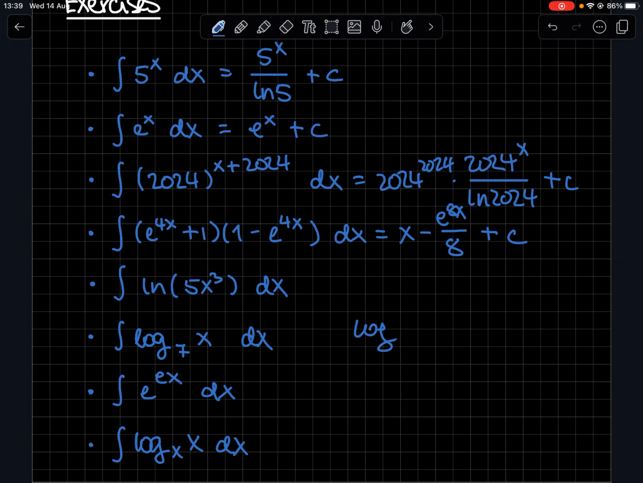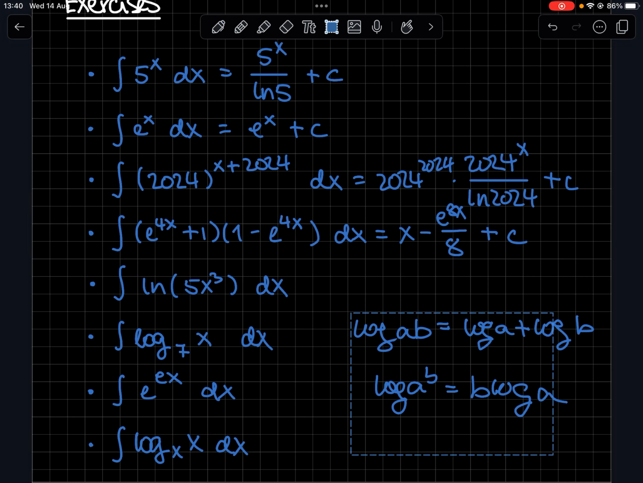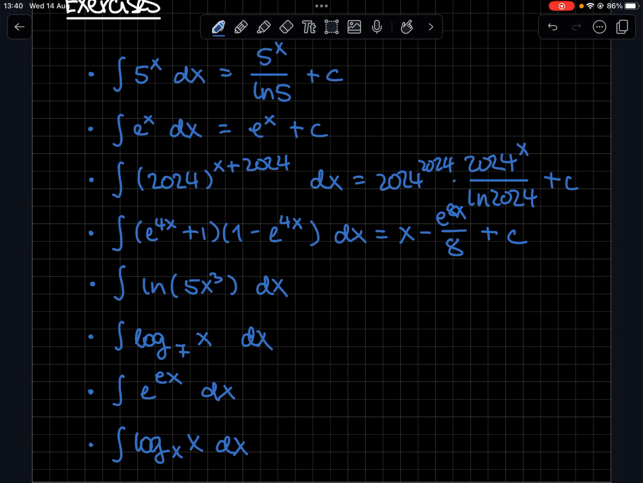One of them being that log of AB is log A plus log B, and the other that log of A to the power of B is the same as B times the log of A. So I'll use both of these to rewrite this as ln of 5 plus 3 ln x.